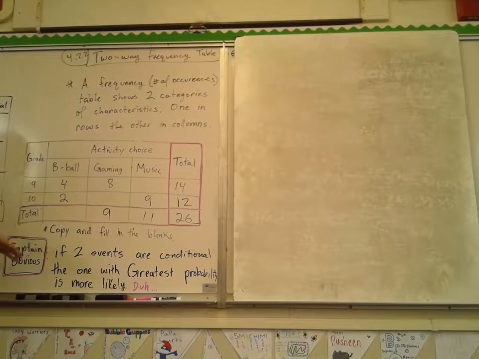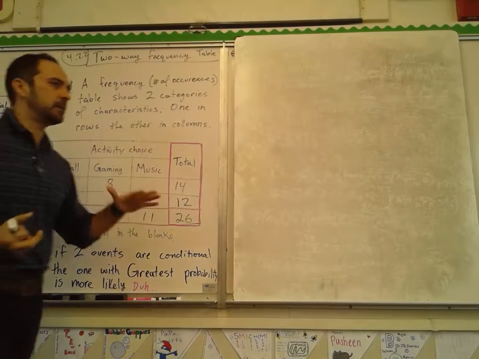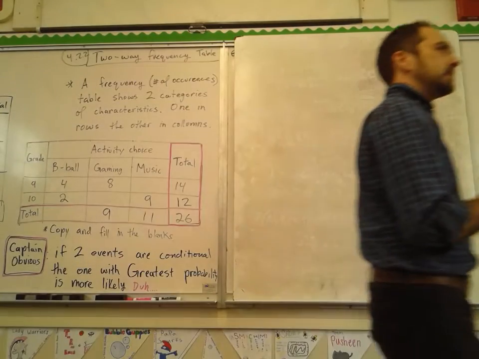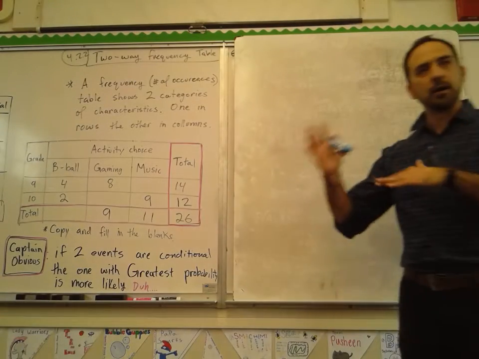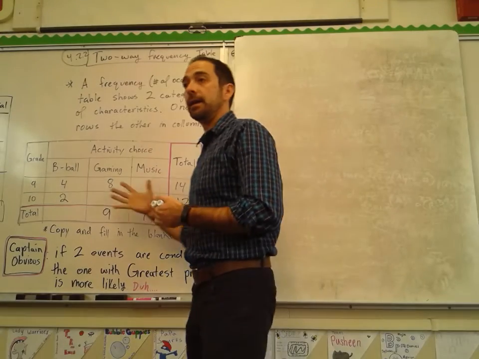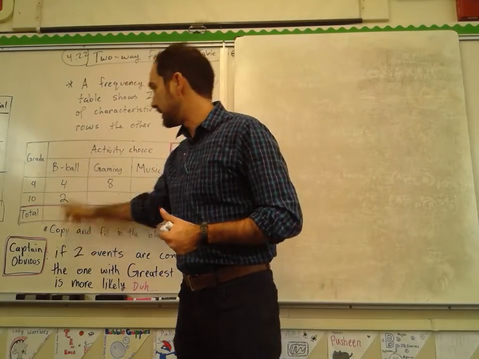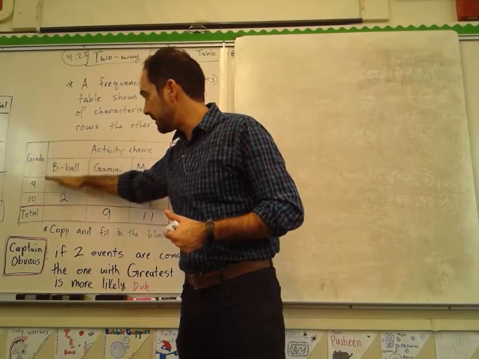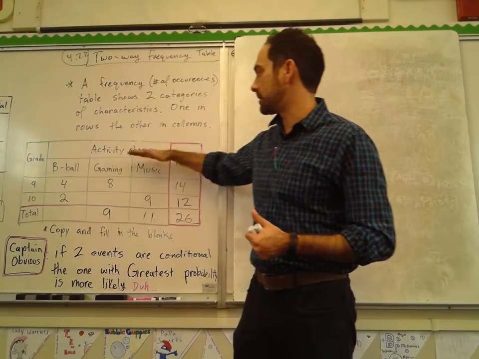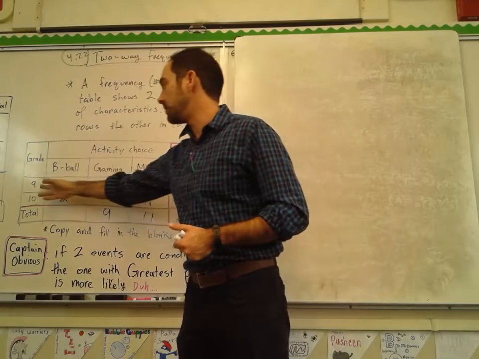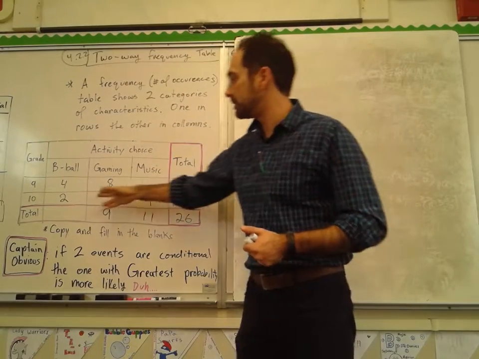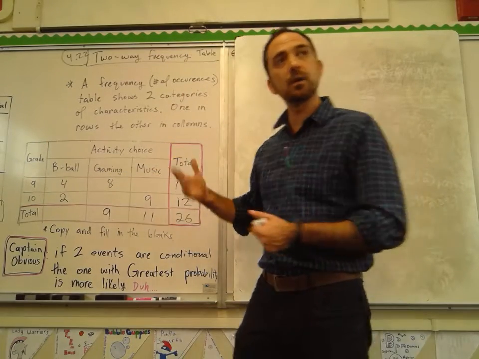So if any of you end up going into business, that's how budgets are created and shared. Okay, so it's just a way to see what's happening, in this case, activity choice, who likes basketball, gaming versus music, and then by grade, what do the ninth graders like, what's their total number, and so on. Okay, so I just want to give you an idea.